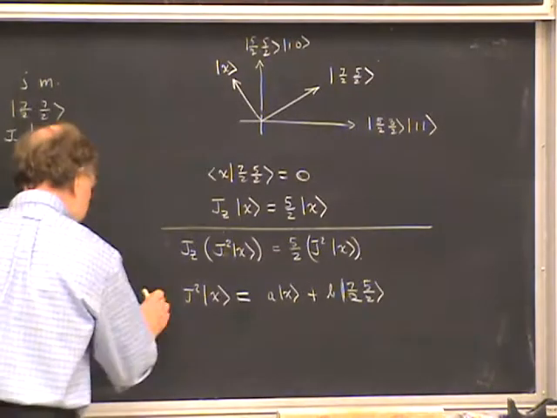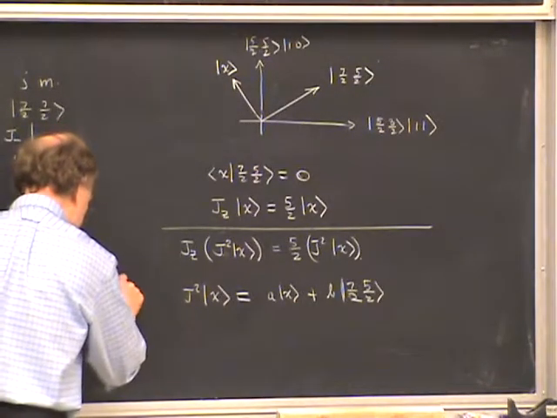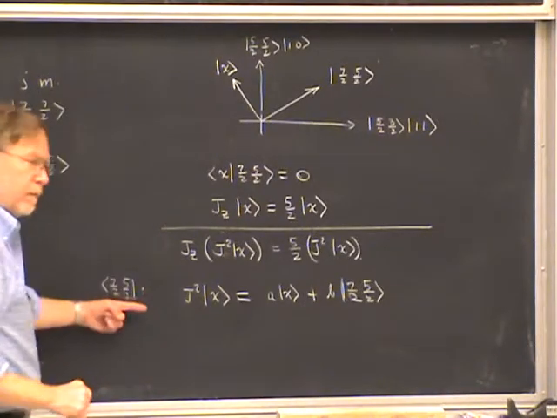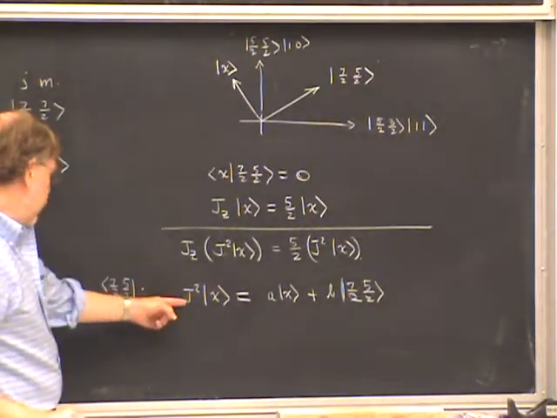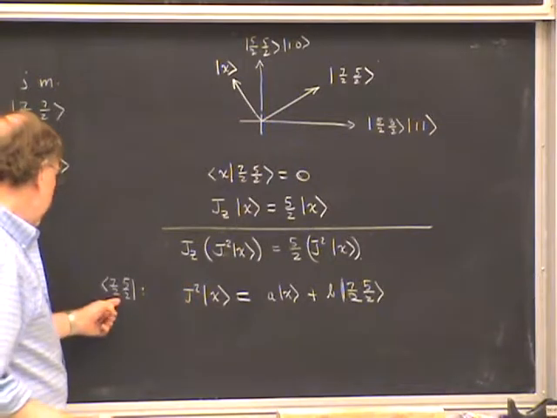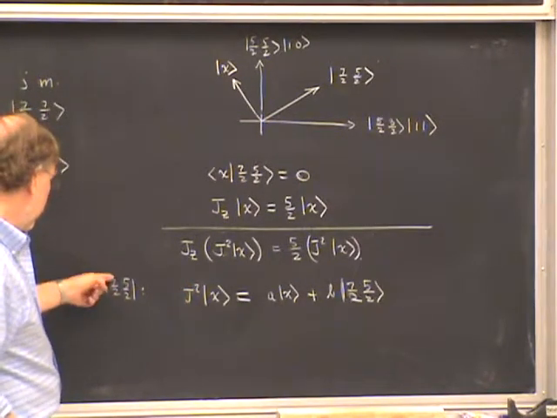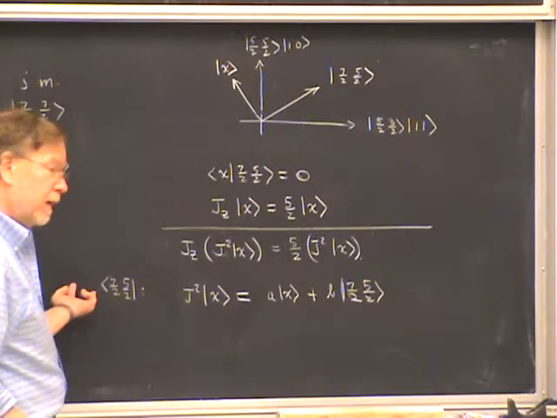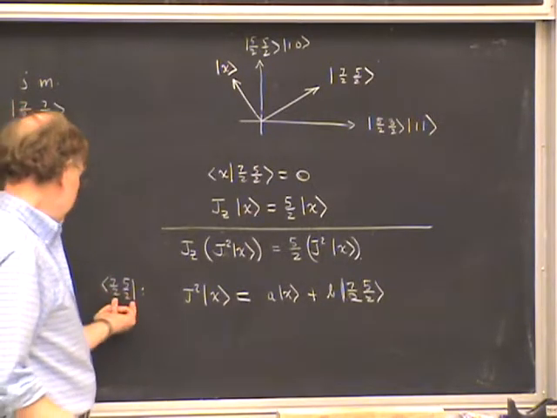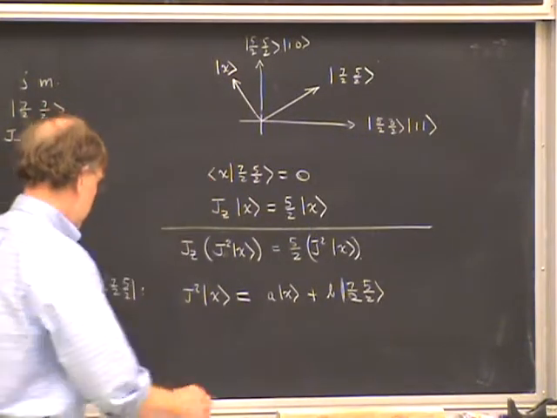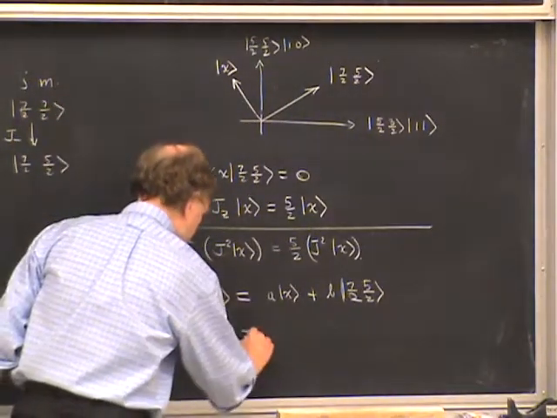Now, allow me to take this final equation and multiply it as a bra by 7/2, 5/2 from the left. When I do, the J squared can act on the left on this state, which we know is an eigenstate of J squared, and it'll bring out 7/2 times 7/2 plus 1. What's left over is the 7/2, 5/2 scalar product with x, but that's in fact 0. So the left-hand side gives me 0.